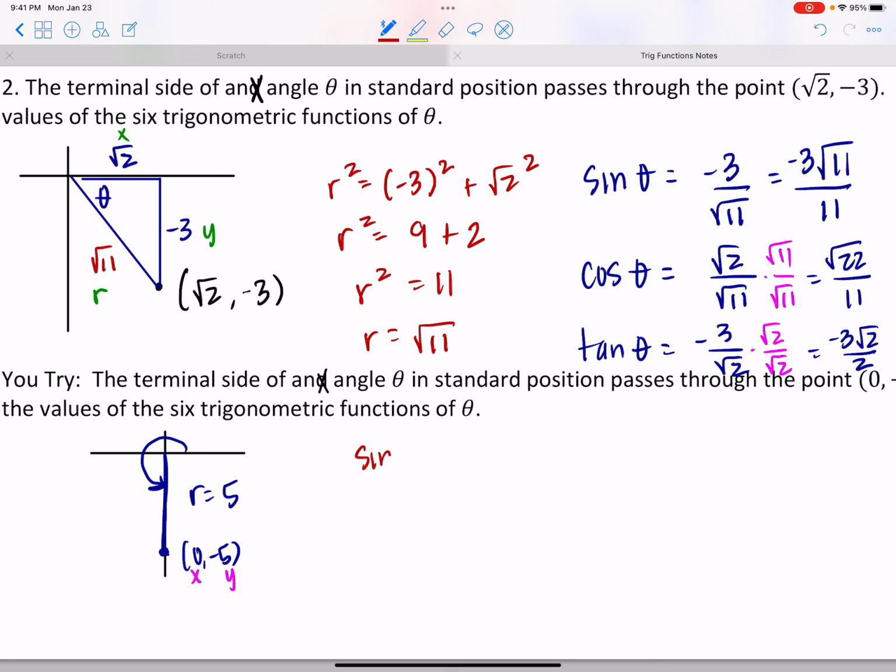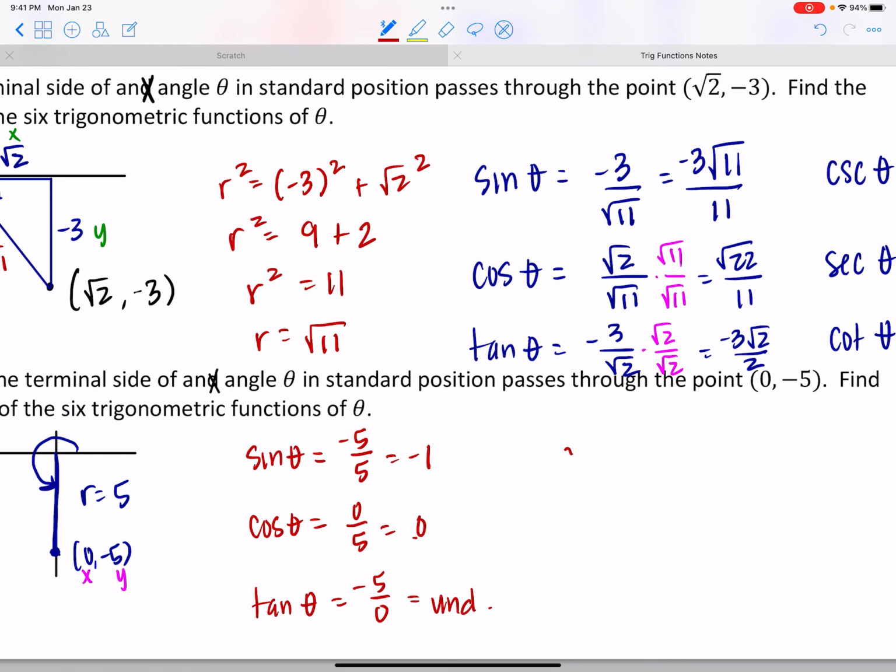So the sine is y over r, so that's -5 over 5, which is -1. Cosine, that's going to be x over r, so 0 over 5, which is going to be 0. And then tangent we take y over x, and -5 over 0, and that's where we end up being undefined. Okay, and then we want cosecant as the reciprocal of sine. So the reciprocal of -1 is still going to be -1, or think about flipping that, right? Still going to get -1.